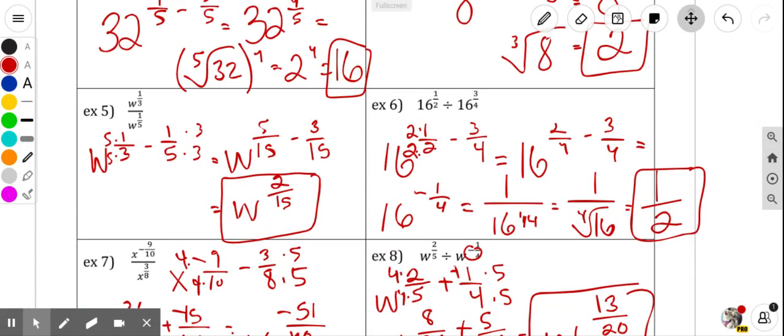So that's it for dividing. Pretty easy. Just make sure you're always subtracting the top one minus the bottom one. Make sure you have a common denominator.